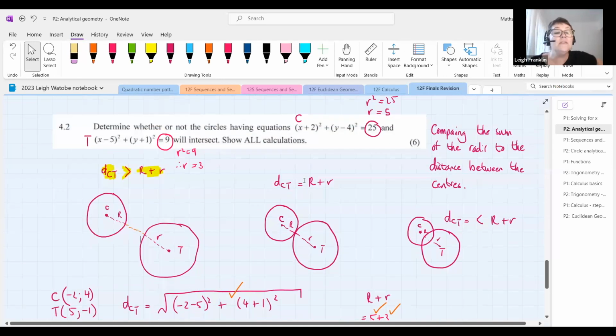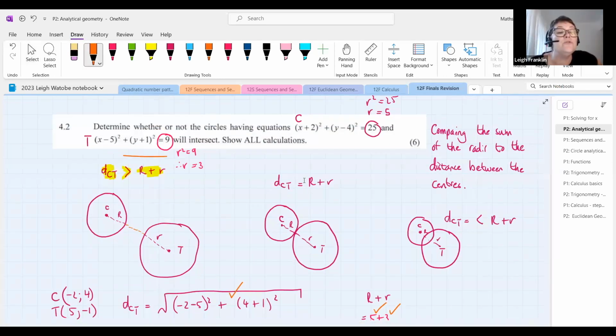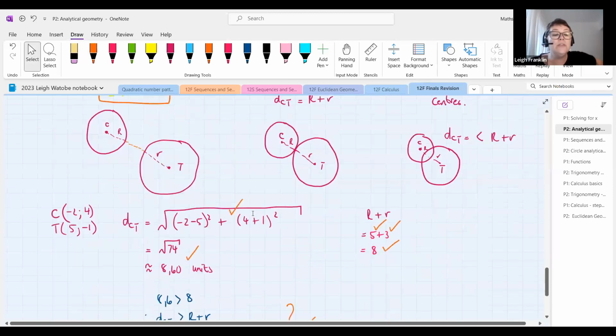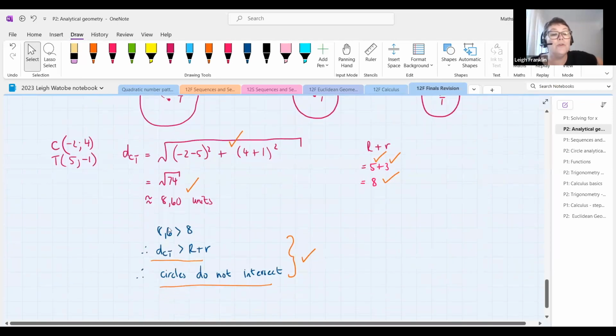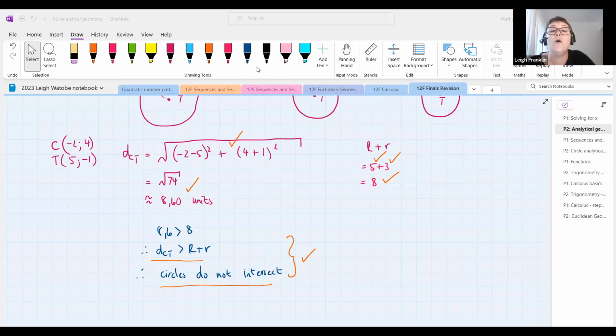All right, and then these are things that you need to learn. So when circles do not intersect each other, the distance between the centers is greater than the sum of the radii. So what you needed to do is work out the distance between the centers, work out the sum of the radii, and then make a comparison between the two. So because the distance was 8.6 and this was 8, we would have said it falls under this scenario where the distance between the centers is greater than the sum of the radii, and that's why the circles are not intersecting each other. Okay.